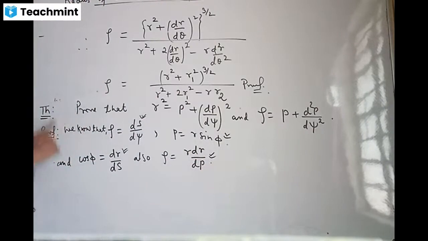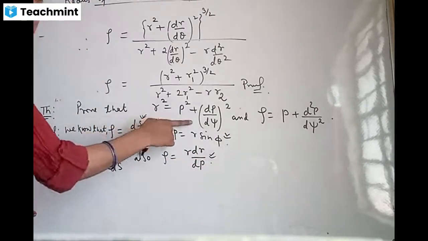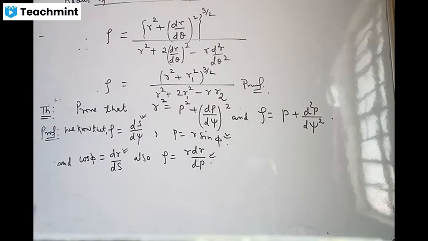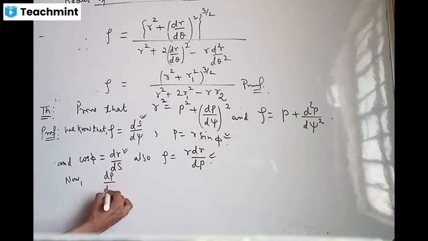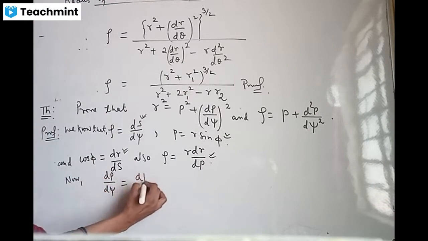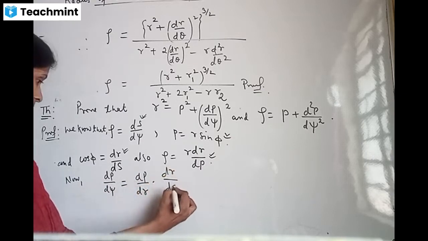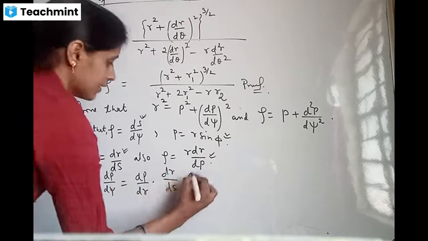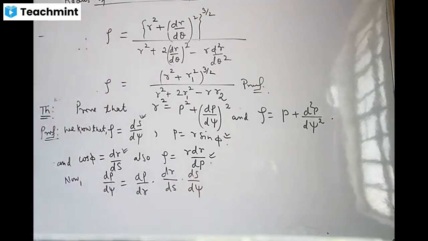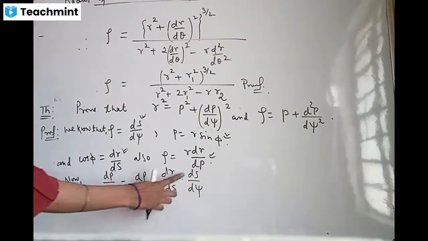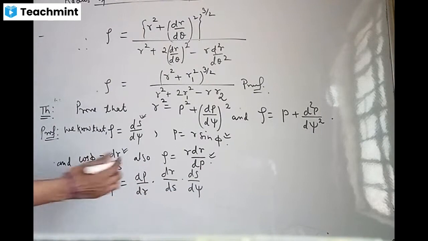Now I am going to use all these formulas to prove this relation. So what do we do next? We write dp by d psi. What is dp by d psi? dp by d psi is dp by dr into dr by ds and then ds by d psi. Now put the values one by one.